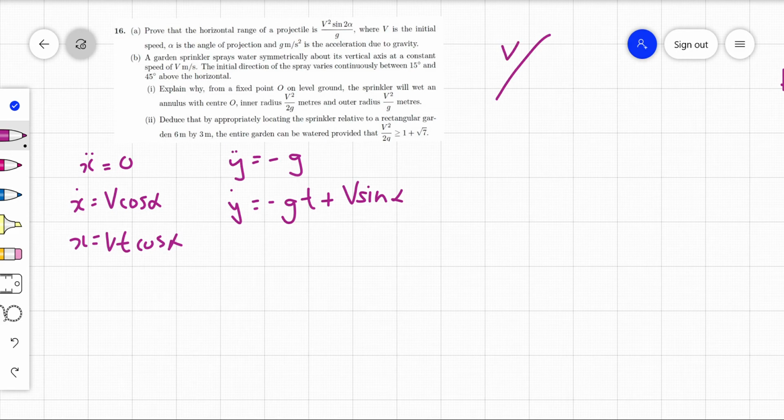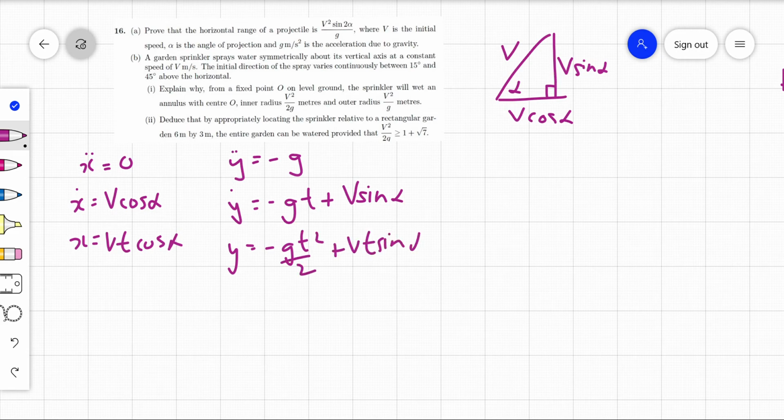So remember, our initial velocity is v, and the angle they're using is alpha. So this is going to be v sin alpha, and this is going to be v cos alpha. So just make sure that's what you're using. y is minus gt squared on 2 plus vt sin alpha. We're saying our beginning here is going to be 0, 0, so x equals 0 and y equals 0 initially.